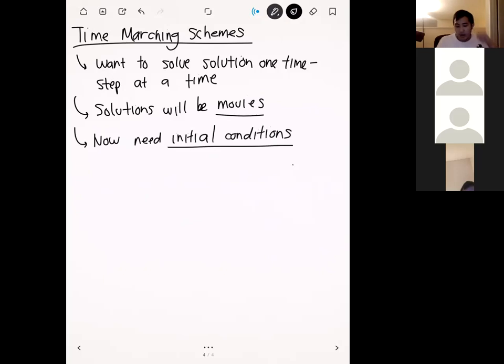And what initial conditions are is that they define what the solution looks like at time equal to 0.